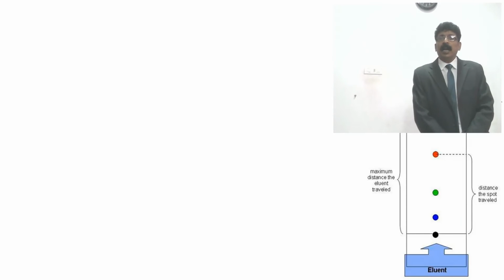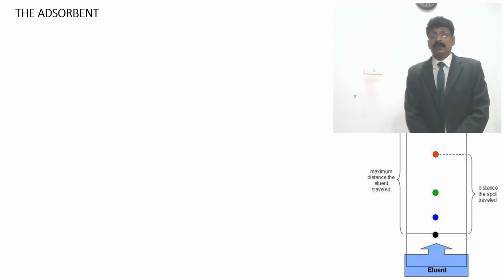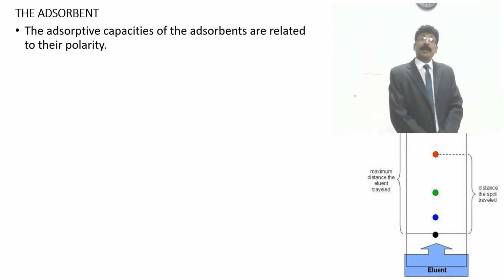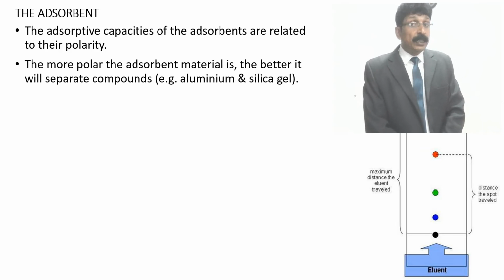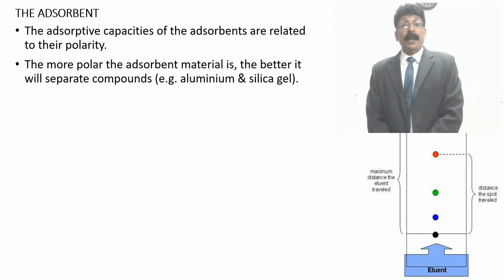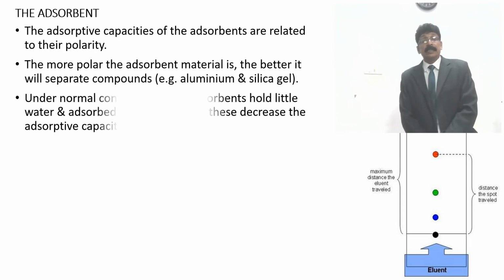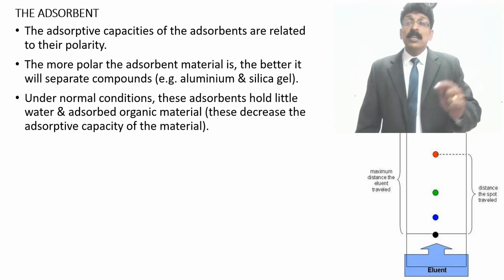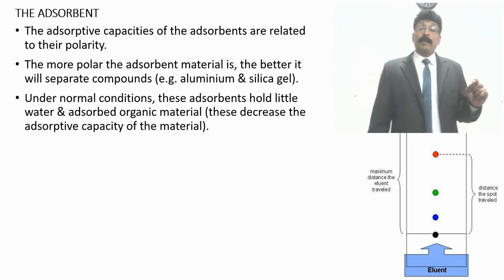And this is a plate, just to show you how the eluent is kept, the distance travelled by the spot, and the distance travelled by the solvent front for the RF value which we calculate. The adsorption capacity, or adsorptive capacity, of the adsorbent is related to its polarity. This type of point is very, very important. The more polar the adsorbent material, the better the separation of compounds; alumina and silica gel can be used in this case. Under normal conditions, these adsorbents hold little water. Adsorbed organic material decreases the adsorptive capacity of the material.